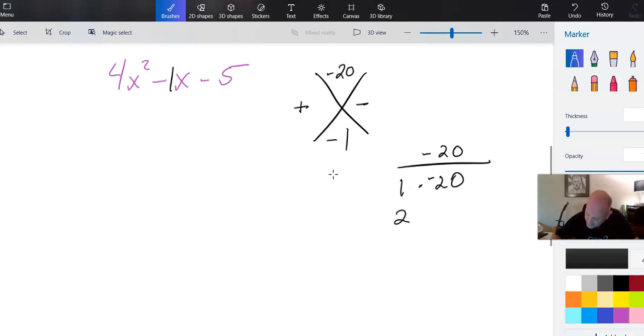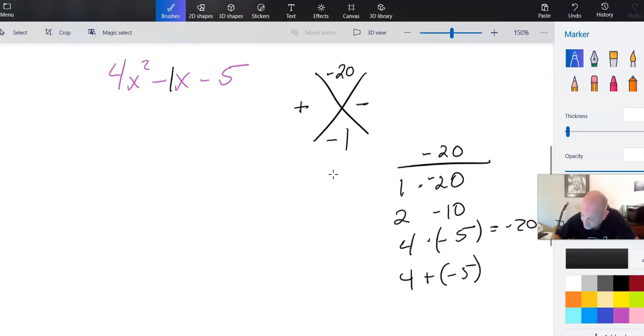So we'll try 2 and negative 10. Let's see, that multiplies to give me negative 20, but only adds to give me negative 8. 3 doesn't go in. 4 goes in, so it would be 4 times negative 5. And 4 times negative 5 gives me negative 20, and 4 plus negative 5 gives me negative 1. So those are my numbers. I need a positive 4 and a negative 5. Right? That's what I'm looking for.